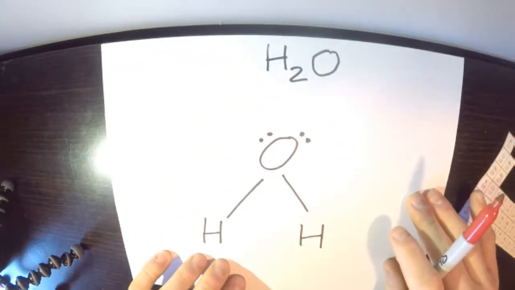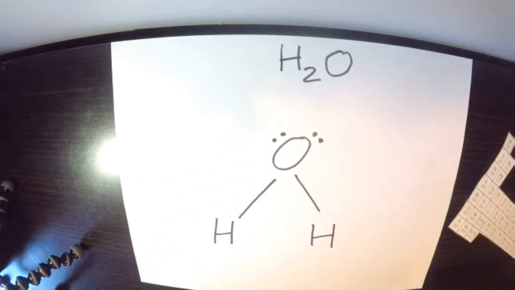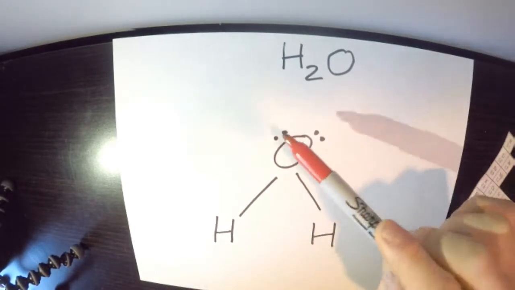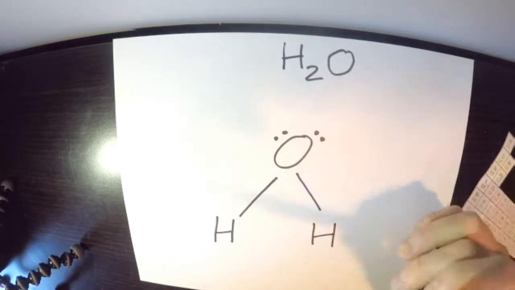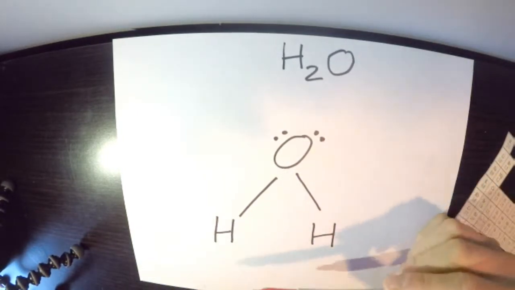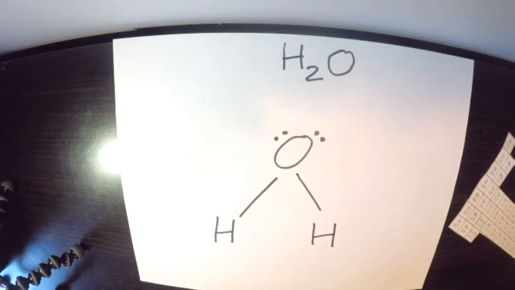So, let's start off with good old H2O. So this is water. We should be pretty familiar with this structure. H2O has a bent configuration because there are two bonding pairs and two lone pairs. These lone pairs are kind of driving these hydrogens downwards, and that's why we have this bent shape like this.